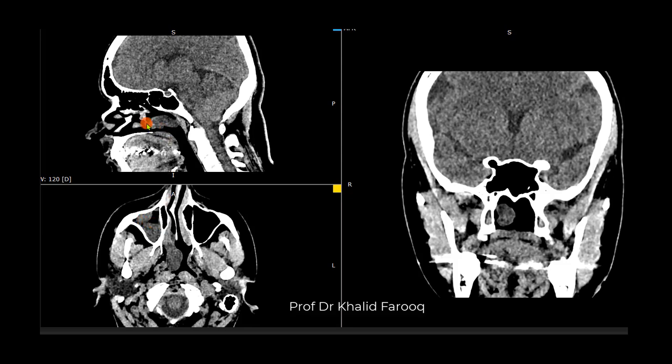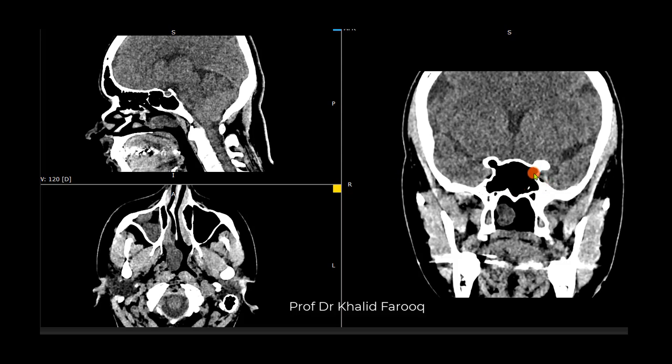On sagittal reformatting, we can see the exact extent of the polyp into the nasopharyngeal region. Here we see this is the sphenoid sinus, clivus, pituitary fossa, cribriform plate, and ethmoid air cells, frontal sinus, nasal bone.